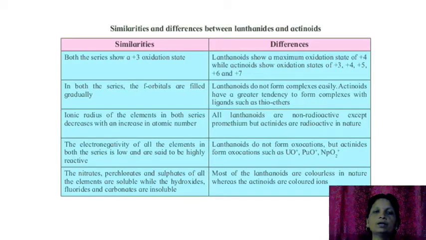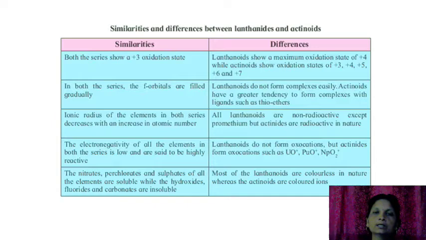The electronegativity of all elements in both the series is low and they are said to be highly reactive. This is the fourth similarity. And the fifth similarity is that the nitrate, perchlorate and sulfate of all the elements in the lanthanides and actinides are soluble, while the hydroxide, fluoride and carbonates are insoluble.